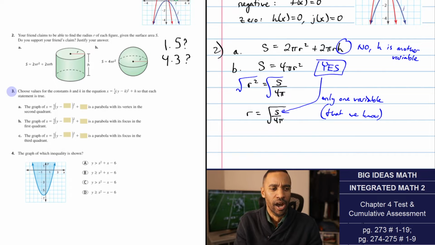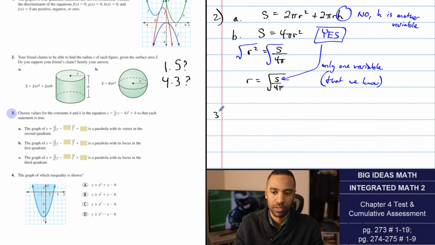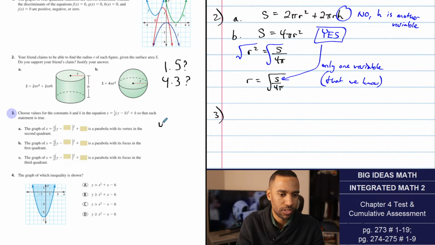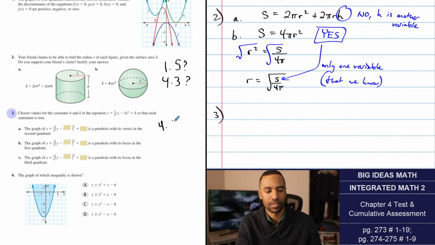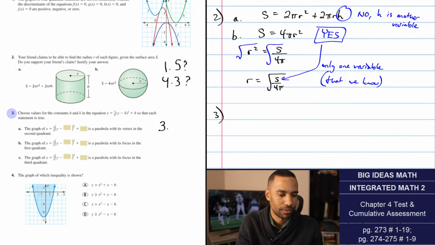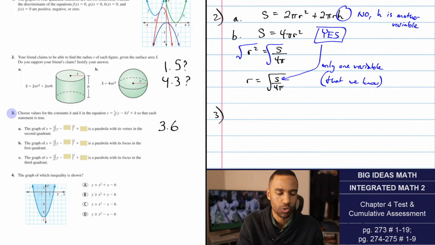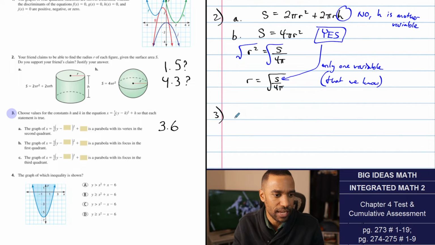Oh, okay, number 3. Choose values for the constants h and k in the equation x equals. This looks like conic section stuff. This is section 4 point, I think 6. Wait, 3.6? Wait, conics were 3. 3.6, focus of a parabola, because it's an x equals y squared equation. Choose the values for the constants h and k so that each statement is true.